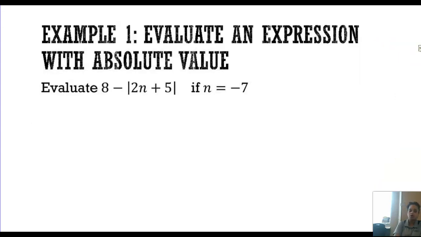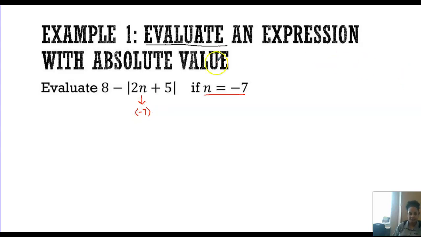So first, when we talk about evaluate, this word evaluate means that we're basically going to substitute or plug something in. So what we're plugging in this case is -7. And where are we plugging that in? For the letter n in this little expression here. So what that means, I'm going to take this n, and instead of writing n, I'm going to replace it with -7.